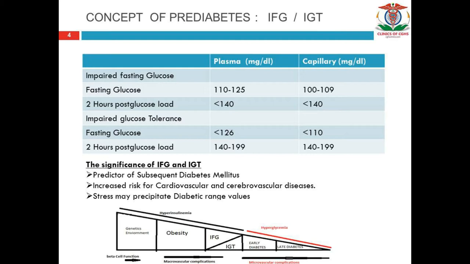There is a 2 times increase in cardiovascular risk and a 5 times increase in future diabetes over a period of just 5 to 10 years. So we must pick these patients up and manage them appropriately.